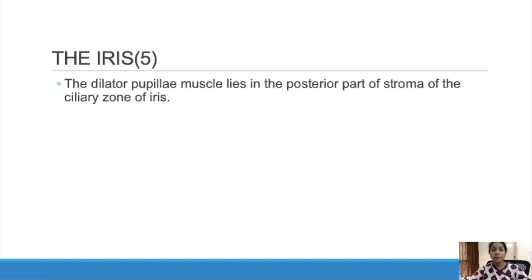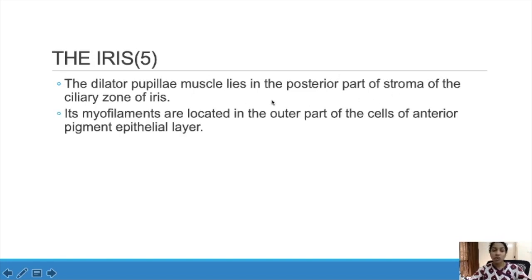Next comes the dilator pupillae muscle. The dilator pupillae muscle lies in the posterior part of the stroma of the ciliary zone of the iris.